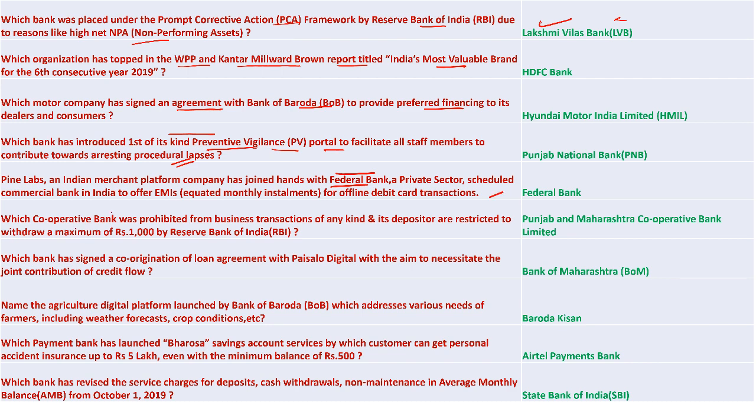Cooperative Bank, which was in the news recently, was Punjab and Maharashtra Cooperative Bank. It was prohibited by RBI from doing any business of any kind, and its depositors were restricted to withdrawing 1,000. Finally, it was increased slowly, right?